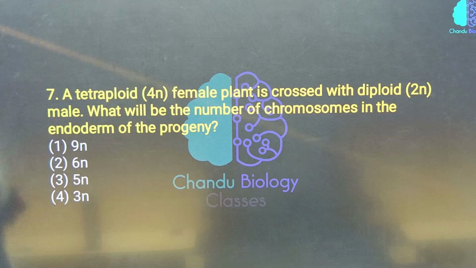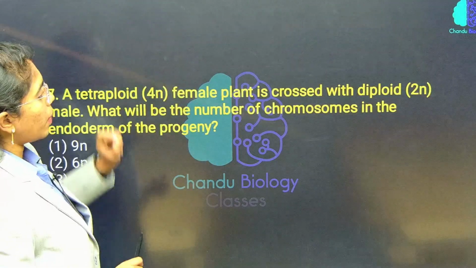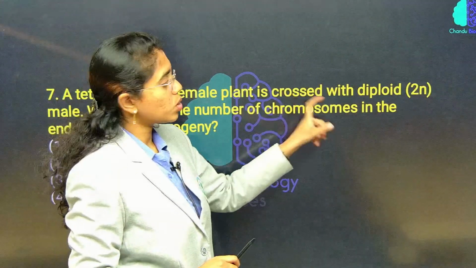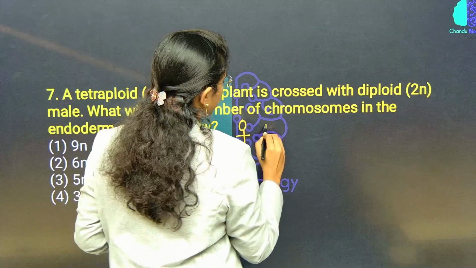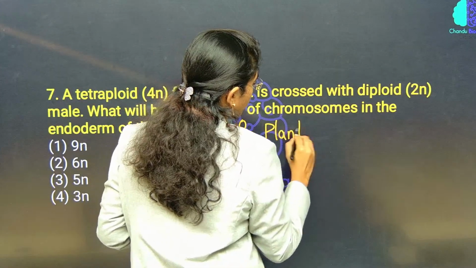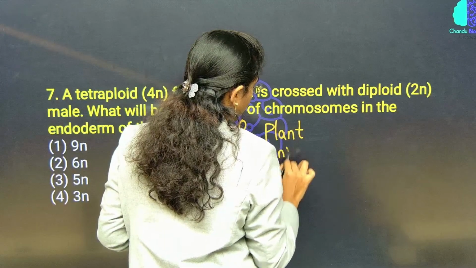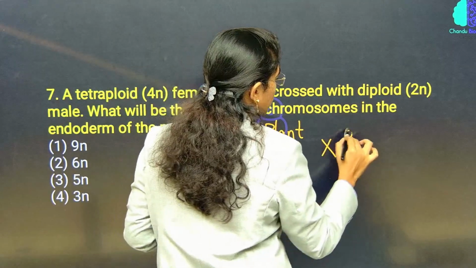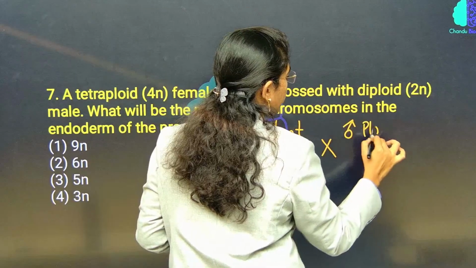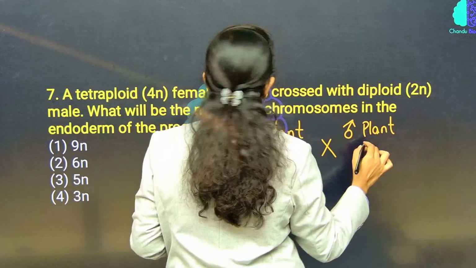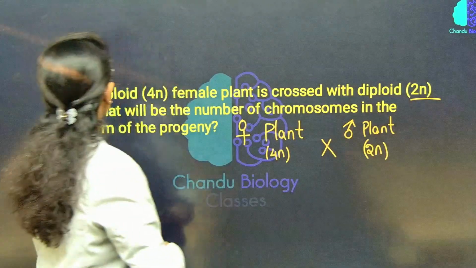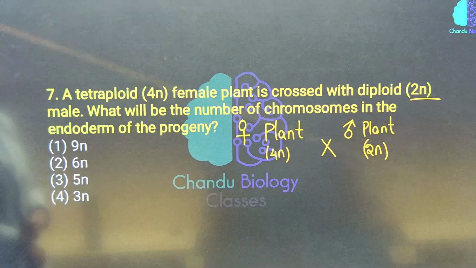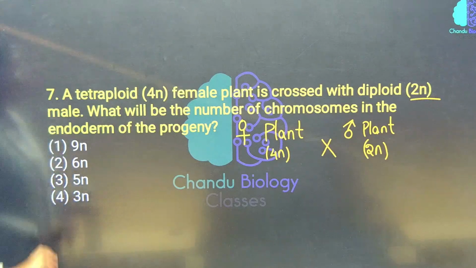See, this is application based question, very important. A tetraploid female plant is crossed with diploid male plant. So, female plant, ploidy is tetraploid, it is crossed with male plant whose ploidy is diploid. Okay. What will be the number of chromosomes in endosperm of the progeny?